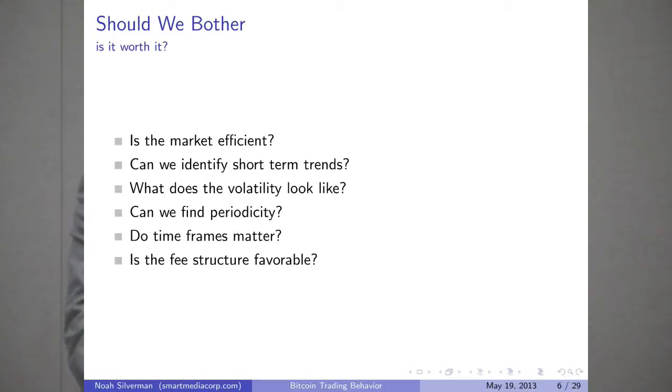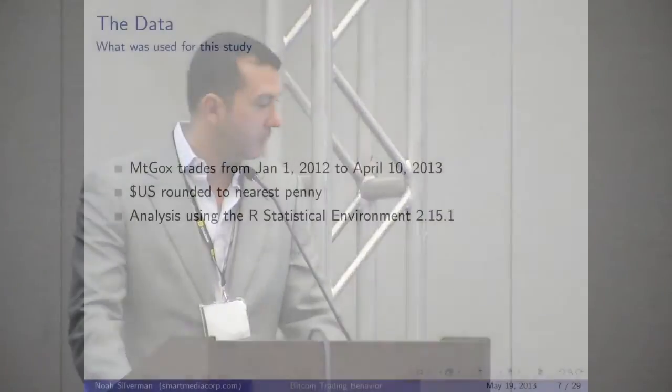How volatile is the market? Is there periodicity, which means things tend to have patterns over time? Does the time frame matter? 5 minutes, 30 minutes, hour, day, that type of thing. Because we have individual trades, but we might want to slow down the time frame, and how does that affect things? And lastly, what's the fee structure like? Every exchange takes commission. You might find a fantastic strategy that makes you a 0.5% profit every time. But if the exchange is going to charge you more than 0.5% to buy and sell, it's still a losing strategy. So unfortunately, fees really put a cap on what we can do.